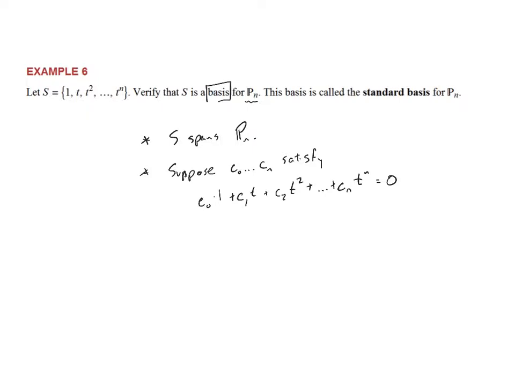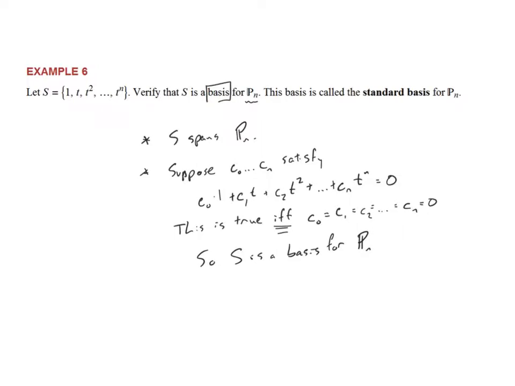Okay. When is that linear combination equal to 0? Well, this is true if and only if, that's the abbreviation for if and only if, iff, c naught, c1, c2, all the way up to cn are all 0. Okay, that's the only way for that linear combination to be 0. So S is a basis for nth degree polynomials. Okay, so we check off span pretty quickly and linear independence with just a little bit of thinking there. How do we know those vectors, those terms, are linearly independent?